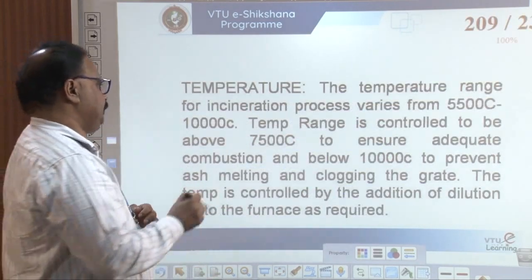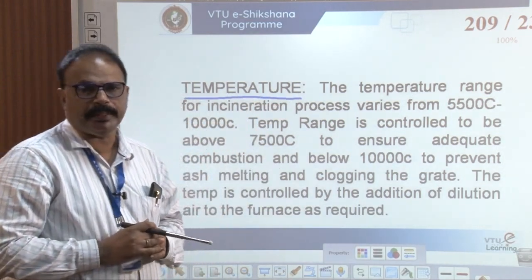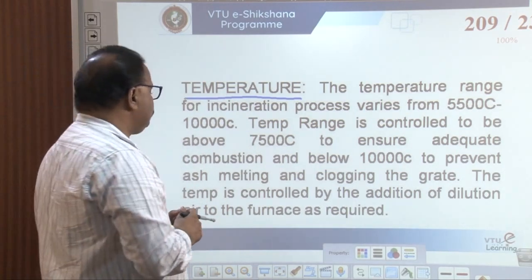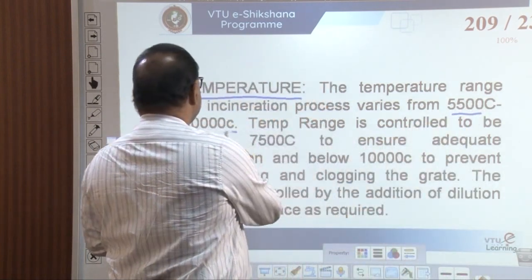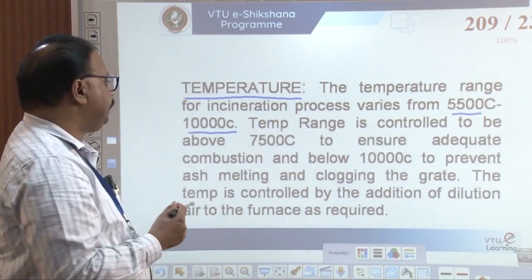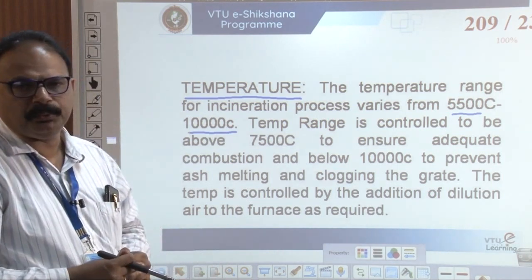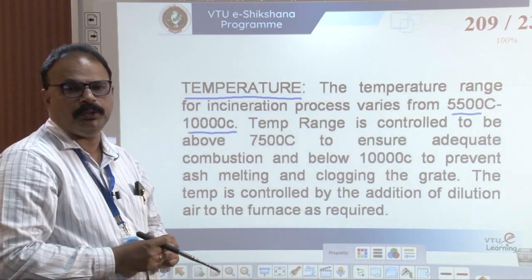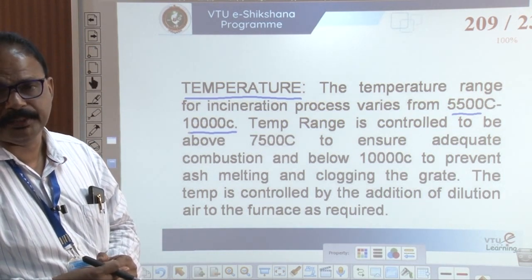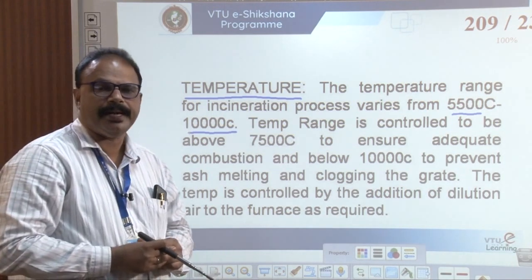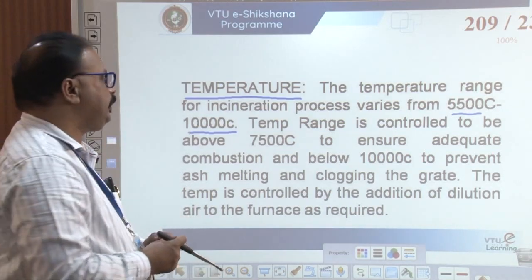Now we go to temperature. The first one, time, is over: the time taken to burn completely, 100%. The temperature range of the incineration process varies from 5,500 to 10,000 degrees Celsius. Temperature can be controlled above 7,500 degrees Celsius to ensure adequate combustion, and below 10,000 degrees Celsius to prevent ash melting and clogging of the grate. The temperature is controlled by the addition of dilution air to the furnace as required. This is very important.